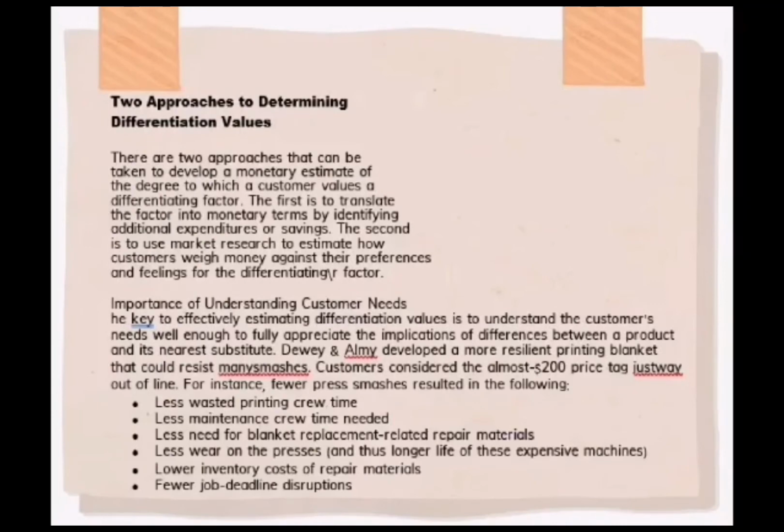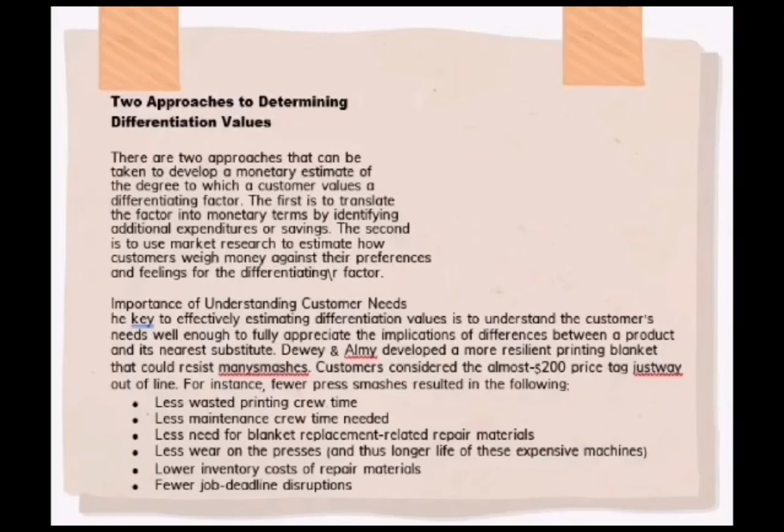There are two approaches that can be taken to develop a monetary estimate of the degree to which a customer values a differentiating factor. The first is to translate the factor into monetary terms by identifying additional expenditures or savings. The second is to use market research to estimate how customers weigh money against their preference and feelings for a differentiating factor. This is the importance of understanding customer needs. The key to effectively estimating differentiation values is to understand the customer's needs well enough to fully appreciate the implication of difference between a product and its nearest substitute.